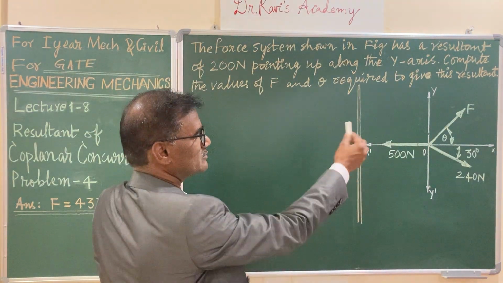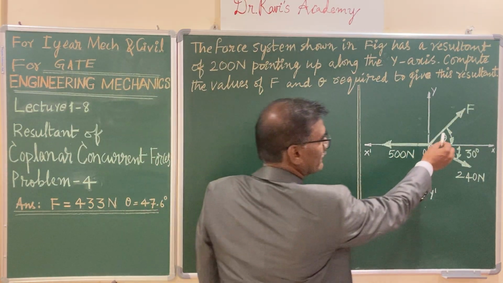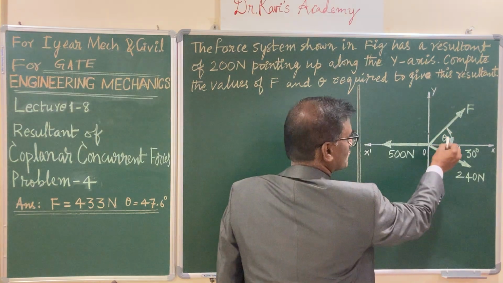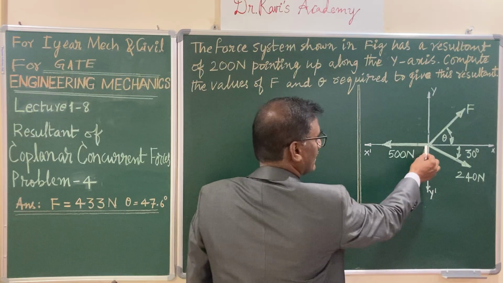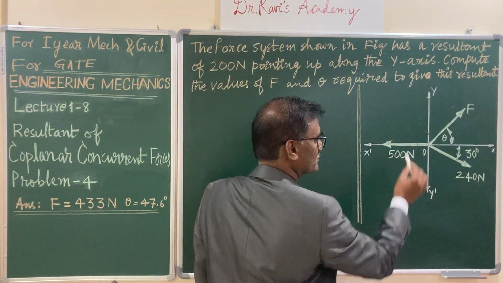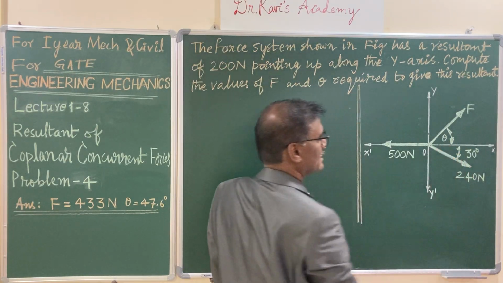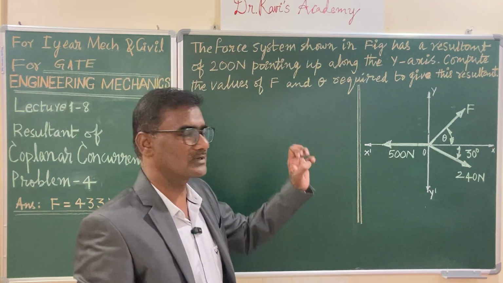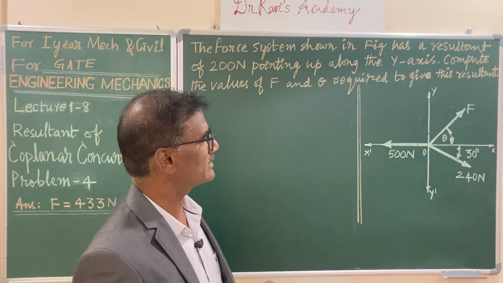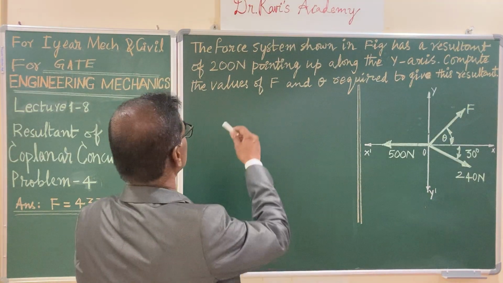A body is subjected to three forces. Let us look at the forces. Force F is acting at an angle theta. F and theta both are unknowns, and there is a horizontal force pointing in the direction of x prime, 500 newtons, and the third force is in the fourth quadrant, 240 newtons at an angle of 30 degrees. So this body is subjected to three forces, and the force F and angle theta are unknowns.